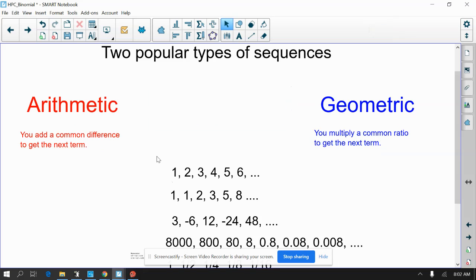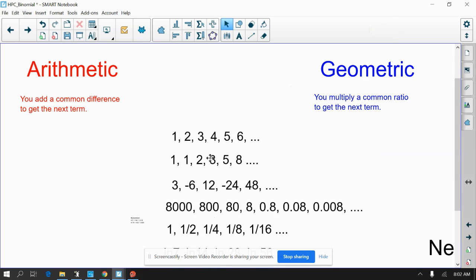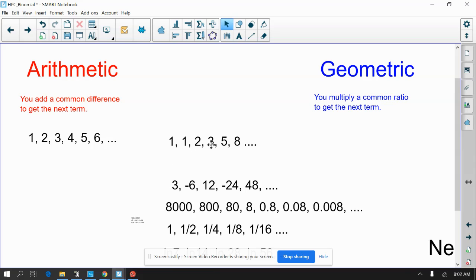Let's look at these sequences. 1, 2, 3, 4, 5, 6. Are we adding the same thing, or are we multiplying the same thing, or neither one? We are adding. We keep on adding 1 to get the next term. So arithmetic. This was the Fibonacci sequence that we just talked about, so that's neither. Let me make another group for this is neither arithmetic nor geometric.